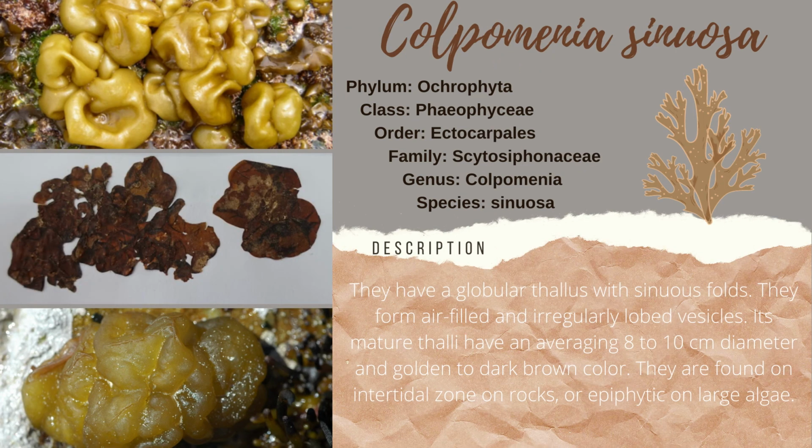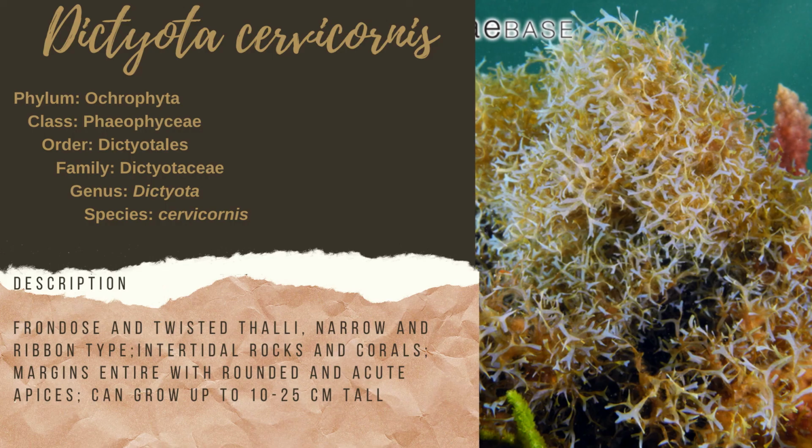Colpomenia sinuosa, phylum Ochrophyta, class Phaeophyceae, order Ectocarpales, family Scytosiphonaceae, genus Colpomenia, species sinuosa. Colpomenia sinuosa have a globular thallus with sinuous folds. They form air-filled and irregularly lobed vesicles. Its mature thalli average 8 to 10 centimeters in diameter and are golden to dark brown in color. They are found on the intertidal zone on rocks or epiphytic on large algae.